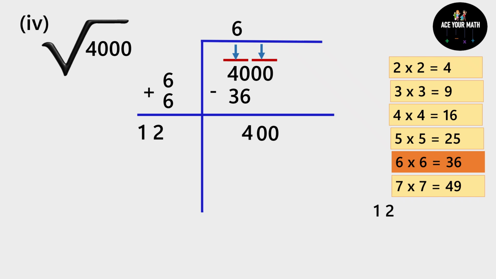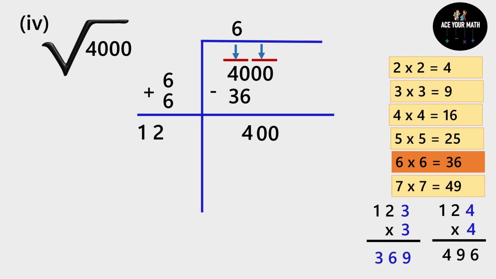Now let's try different combinations with 12. See, when you tried 3 with 12, you get 369 as the answer. So it means you can try one more number higher. So when you tried 4 with 12, what you get is 496. See, 496 is greater than 400. It means you will write 3 there. So 123 3s will give you 369.